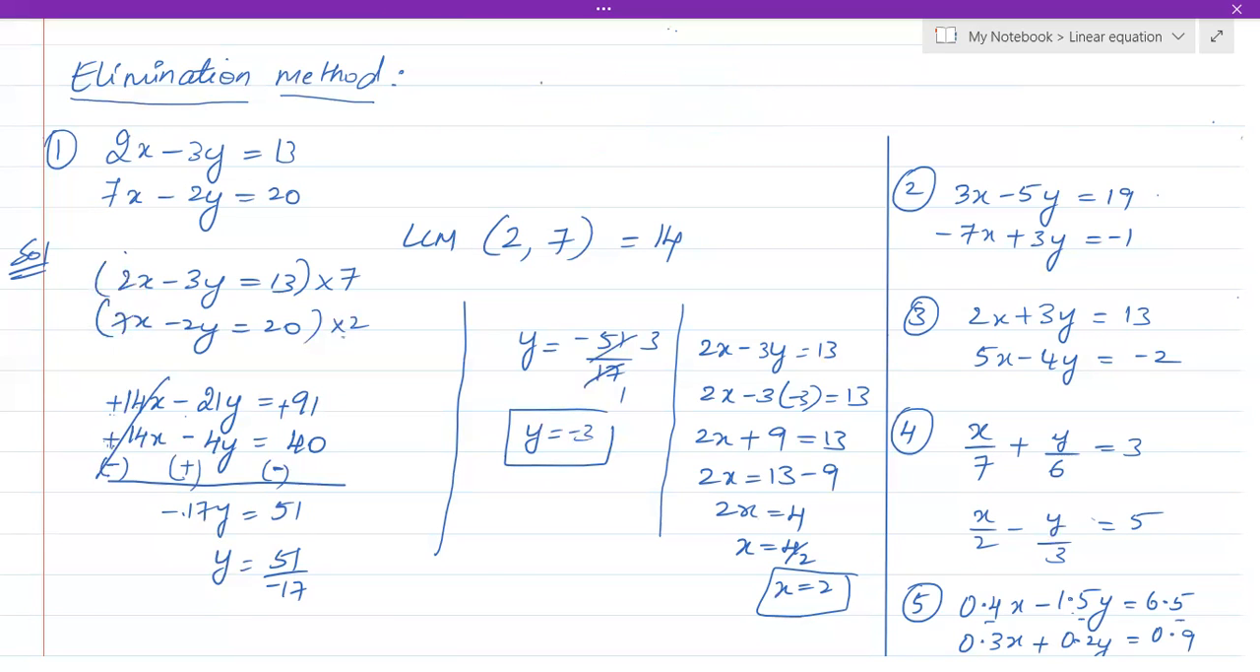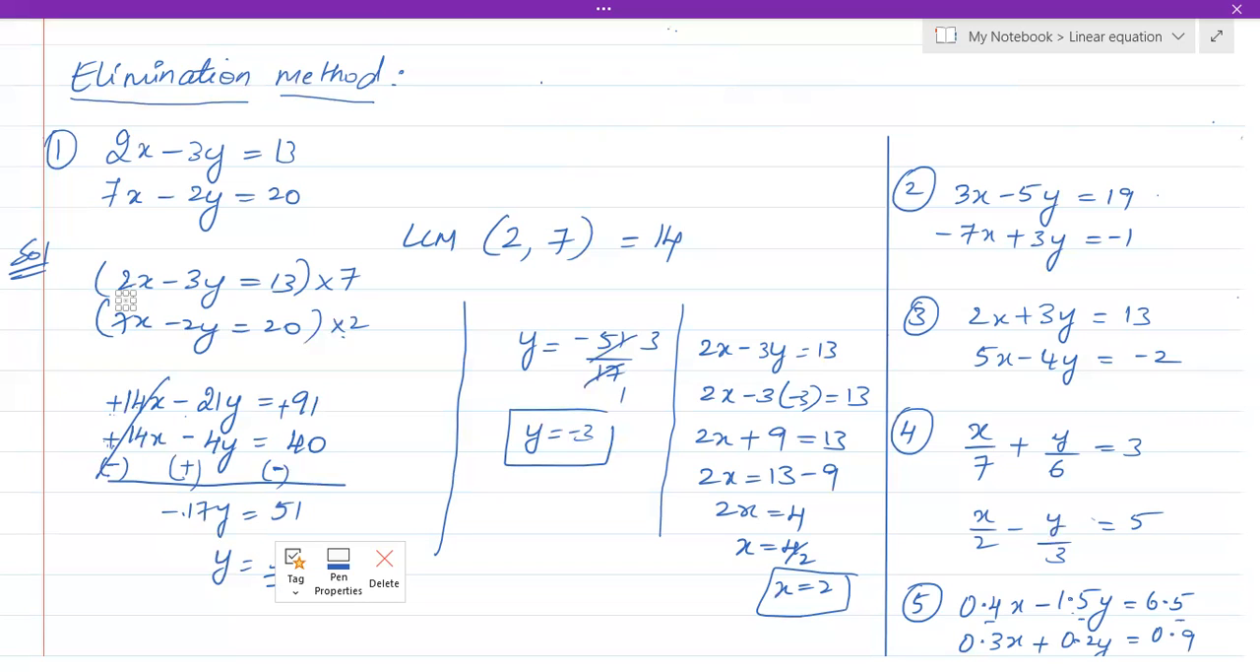The procedure is make sure that the coefficients are same. If they are same, no problem. If they are not same, take LCM and make them same. So what is LCM of 2 and 7? It is 14. So to make this 2 as 14, we'll multiply by 7. And to make this 7 as 14, we'll multiply by 2, that is completely by 2. Once you do that, you'll get two new equations. Then check for the sign. If both have got same sign, change it. Different sign, don't change it, proceed.